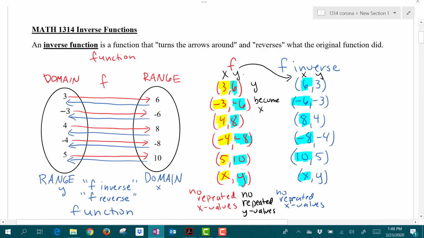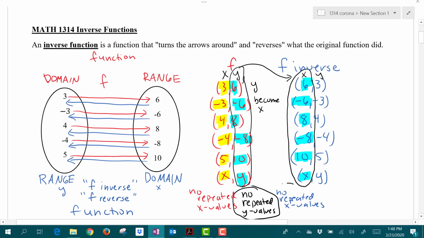So if I know that I don't have any repeated y values for the original list, then when I look at the f inverse list, what I'm guaranteed is, since all those y values are going to be switched to become x values for that second list, that no repeated y values in the original list will guarantee that I'll have no repeated x values for the second list. If this is true, we call the function f a one-to-one function.